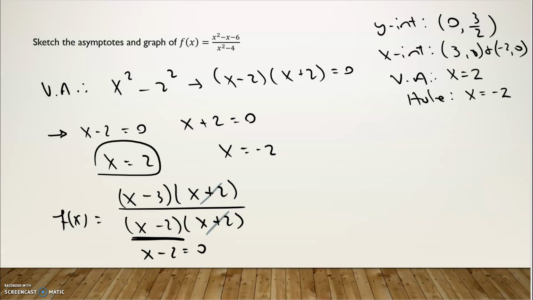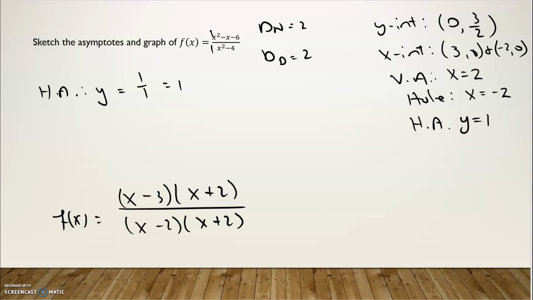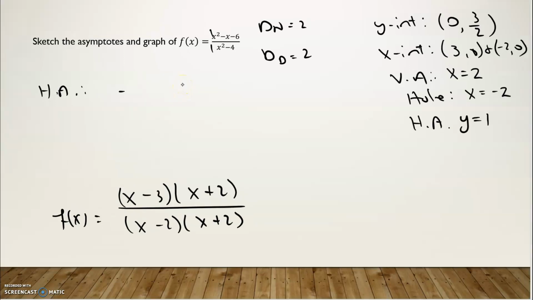Okay, so let's find our horizontal asymptote. The degree of the numerator is 2, degree of the denominator is 2. So we're going to take the leading coefficients, this one is 1 and this one is 1, so it's 1. So horizontal asymptote at y is equal to 1. Okay, now before I erase this, I want to show you that the multiplicity of everything is 1. So that means that within our x-intercepts, we're going to have the graph go straight through those points. Okay, so let's get rid of that now.